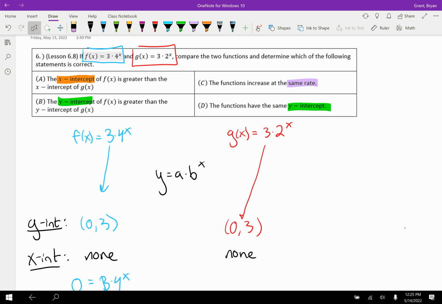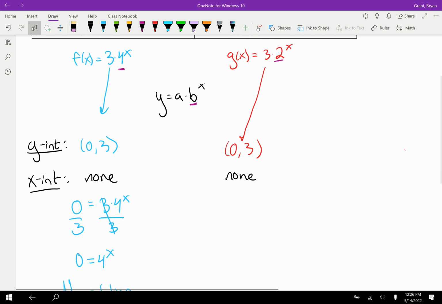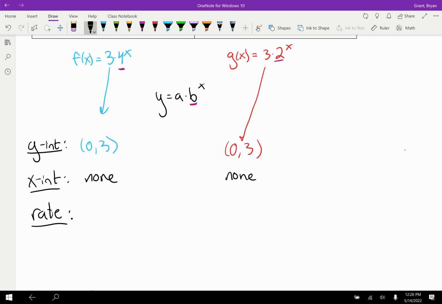All right. Last but not least, they asked about the rate. The rate is what we multiply by every time, and that is our b value. So our rate here is actually the number that x is attached to. So I'm going to go through and say, okay, well, if I want to compare the rates of each equation, the rate of the first one is multiplying by 4, and the rate of the second one is multiplying by 2.